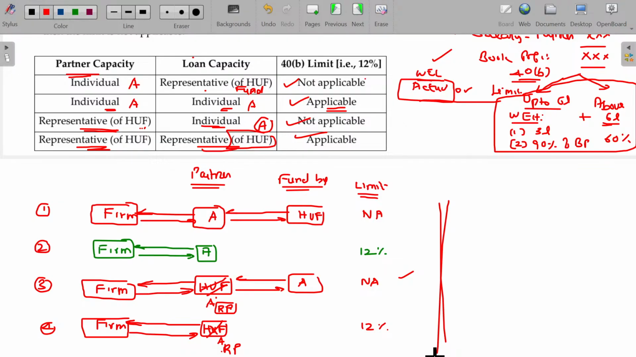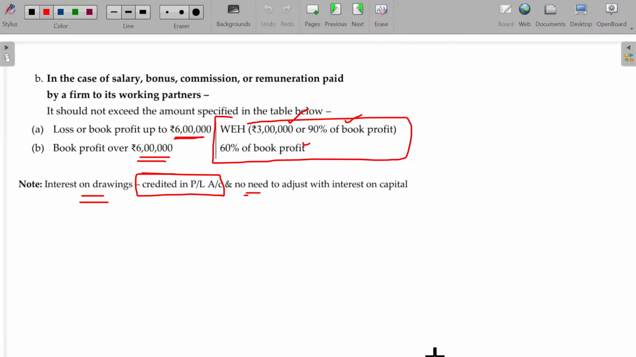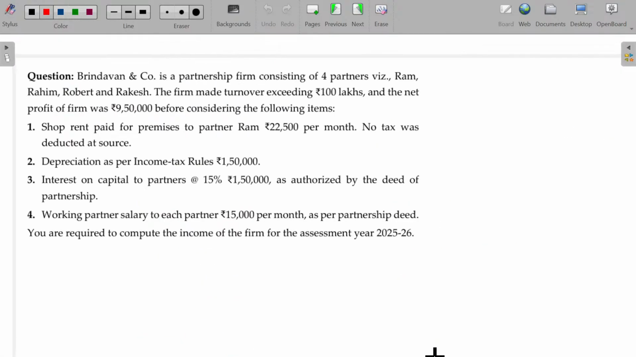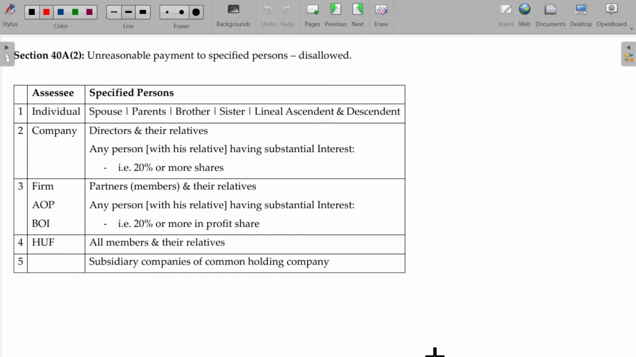Let's move on to the next one. Section 40A, clause 2. Here we are going to study around 5 sections. Okay.